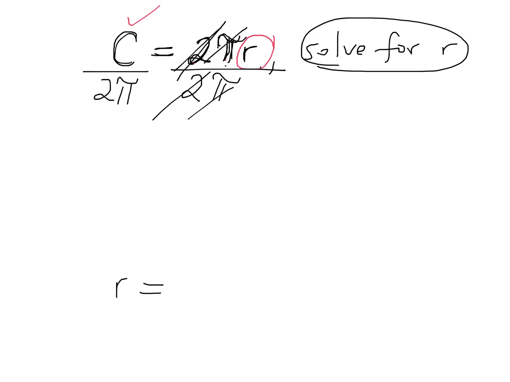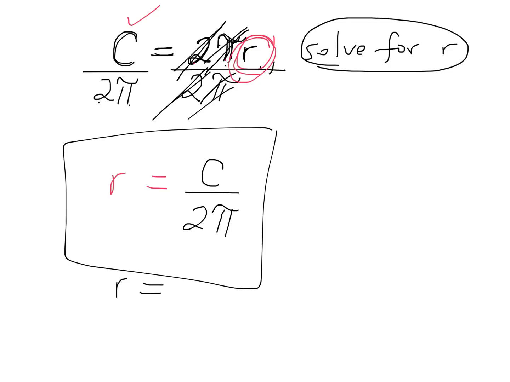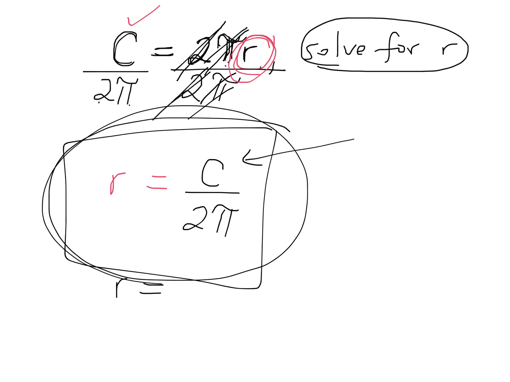So I'm dividing by 2 and I'm dividing by pi. So I have to divide by 2 and pi on the left side. I've isolated r. R is equal to C divided by 2 pi. That's it. That's the answer. So if you were given the circumference, you can use this formula to find the radius. You've just rearranged the equation so you can easily figure out what the radius is if you're given the circumference.